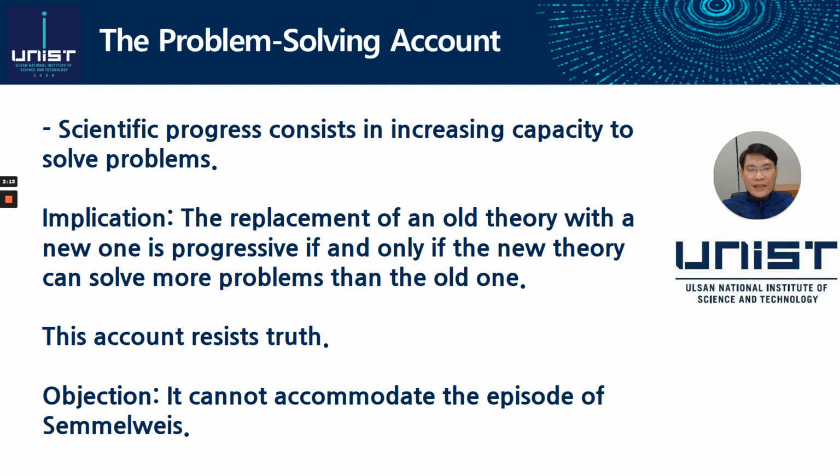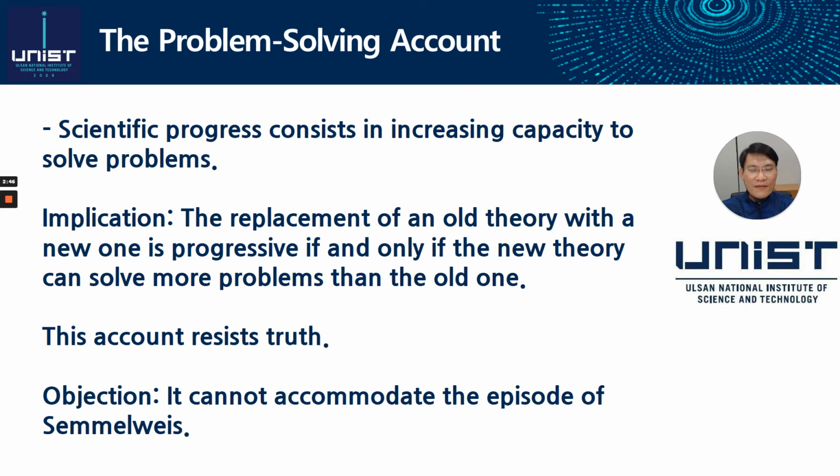The problem-solving account holds that scientific progress consists in increasing capacity to solve problems. The replacement of an old theory with a new one is progressive, insofar as the new theory solves more problems than the old one. The distinctive feature of the problem-solving account is that it resists truth. To solve a problem doesn't mean to make true predictions. In my view, the problem-solving account cannot accommodate the historical episode of Semmelweis.